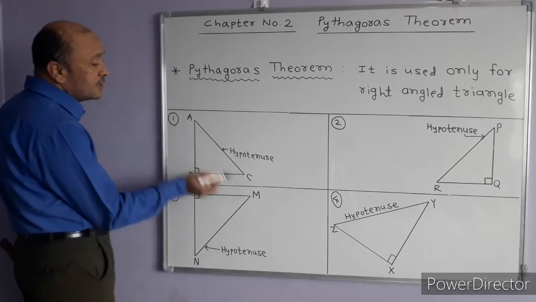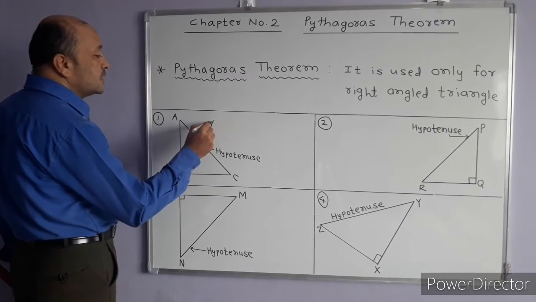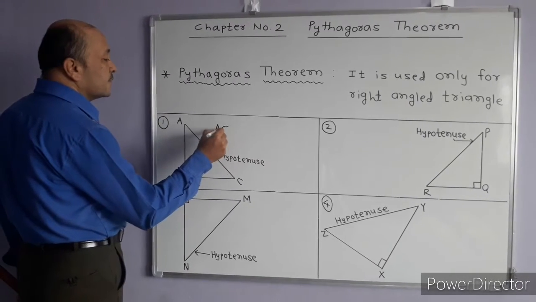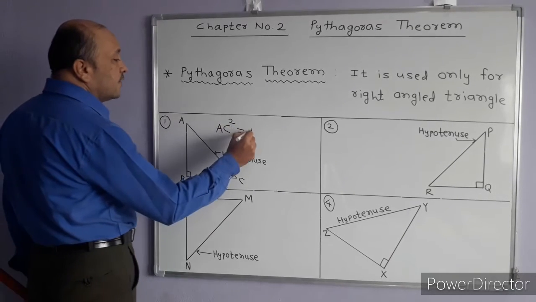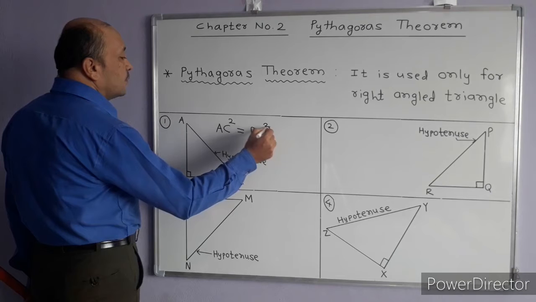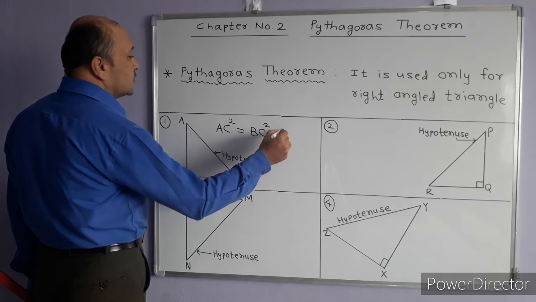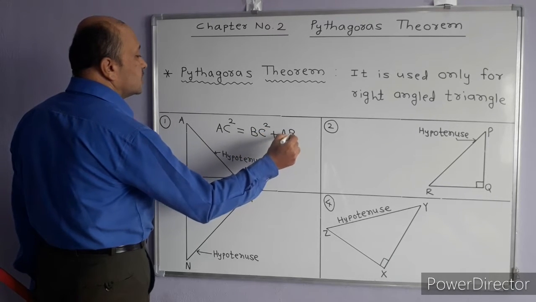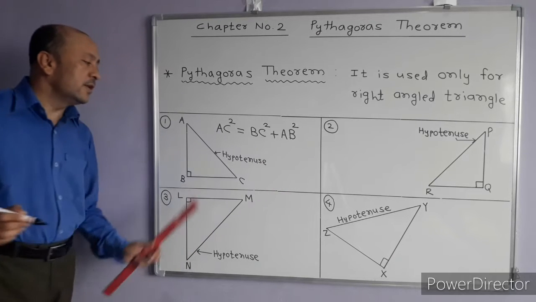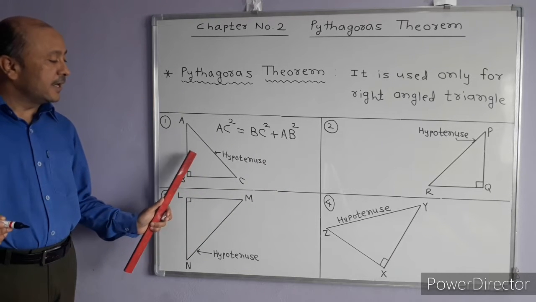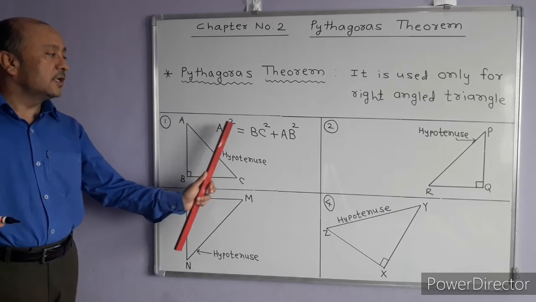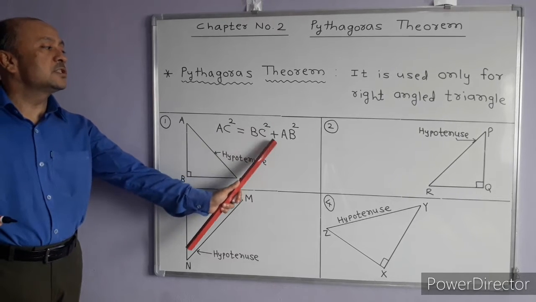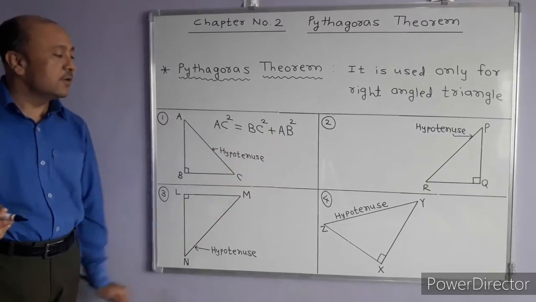So what is the hypotenuse here? AC. We'll make the square of this. We'll get AC square. AC square is equal to, what is the side one? You can take any one, that is BC square plus AB square. So this is a statement of Pythagoras theorem for this particular diagram. So whichever diagram is given, we have to finalize the hypotenuse. Hypotenuse square is equal to one side square plus other side square. So that is the statement of Pythagoras.